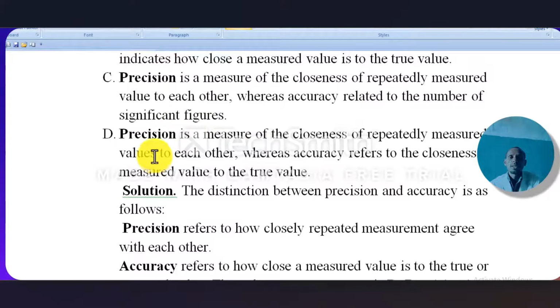Choice D, precision is a measure of the closeness of repeatedly measured values to each other, whereas accuracy refers to the closeness of the measured value to the true value.